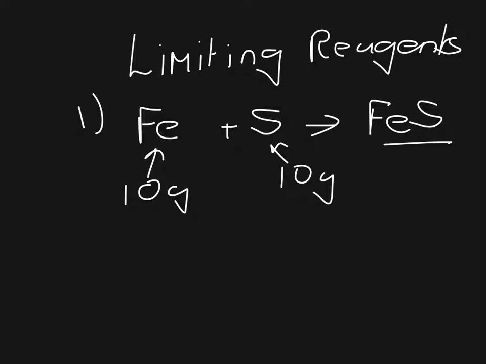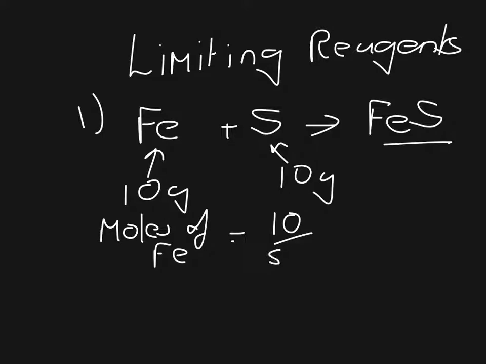Well, the first thing I'll need to work out is how many moles of iron and sulfur do I have. So moles of Fe is going to be the mass over the molar mass of iron, which is going to be 55.8. So if we do that, you should work that out to be 0.179 moles.